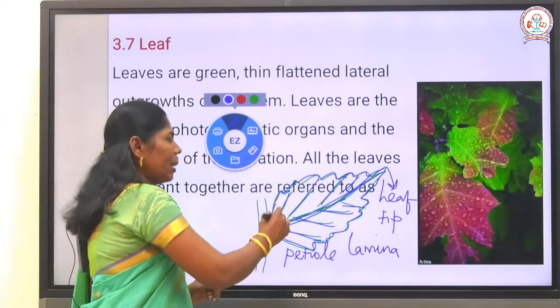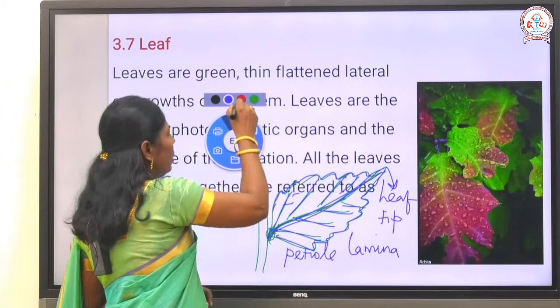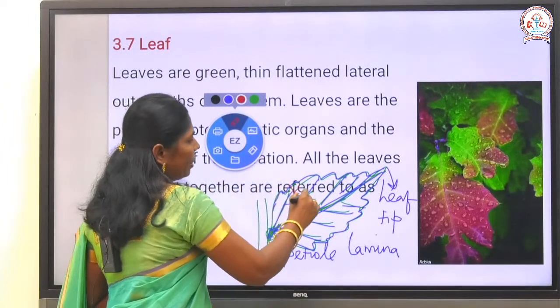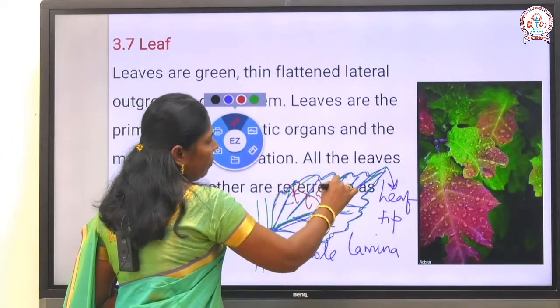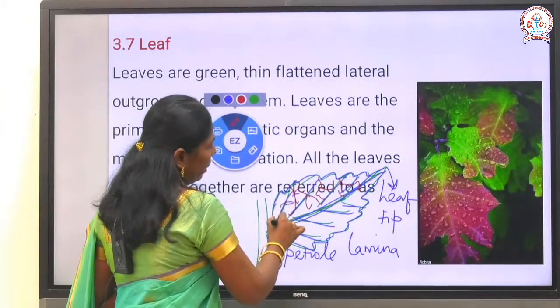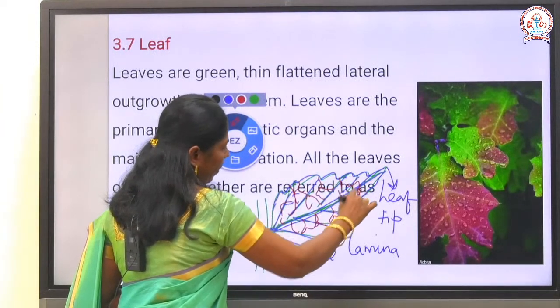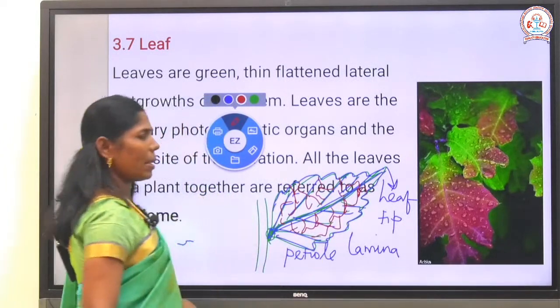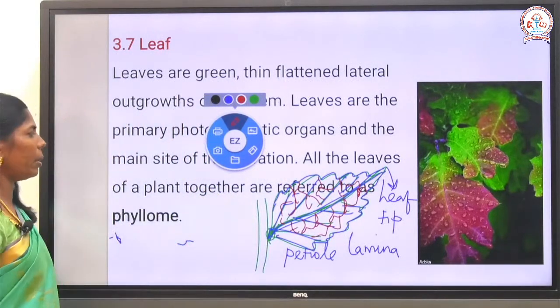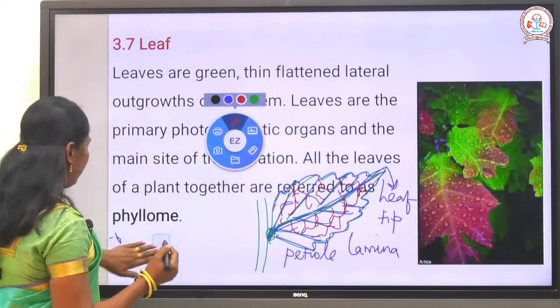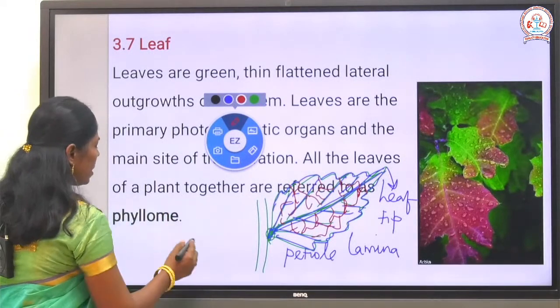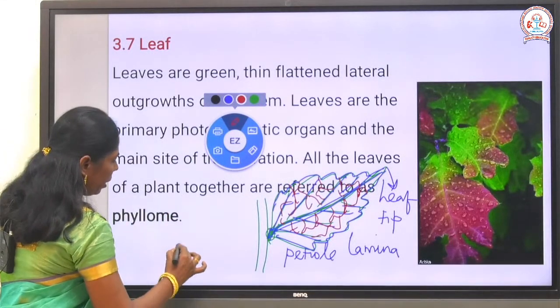Okay, so here there is a net-like formation. We can see the net-like formation is there. All the veins are interconnected to form net-like structures. So this is reticulate venation. So what about parallel venation? In parallel venation, the best example is a banana leaf or grass.